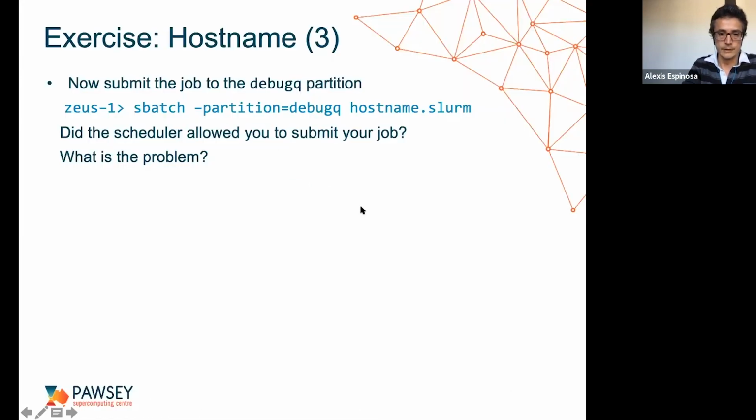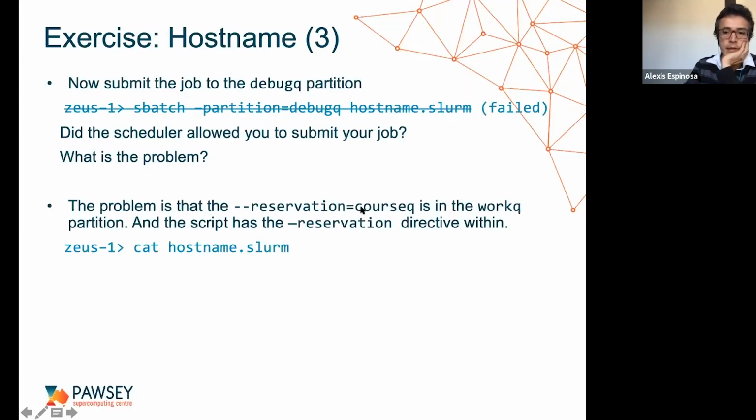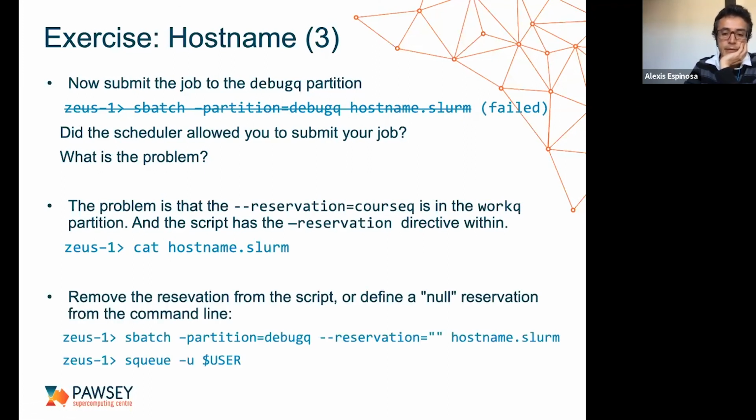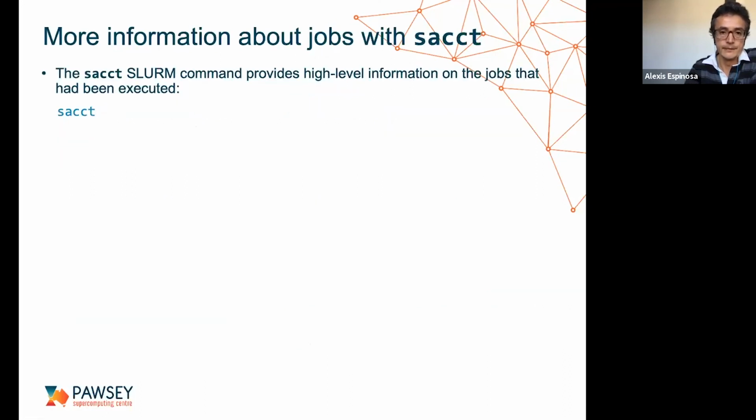Let's move to the presentation. So that command failed because of the reservation, and the right command to use is sbatch, indicate the partition. This should be double dash, I need to correct this. No reservation and the script, and you can check what is happening there.